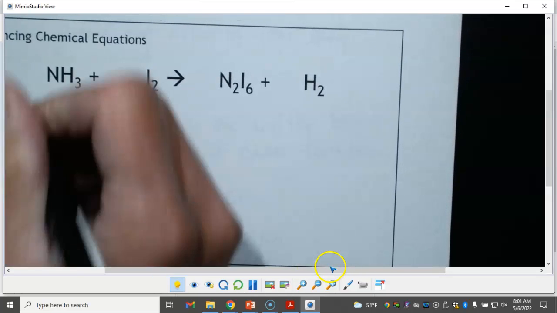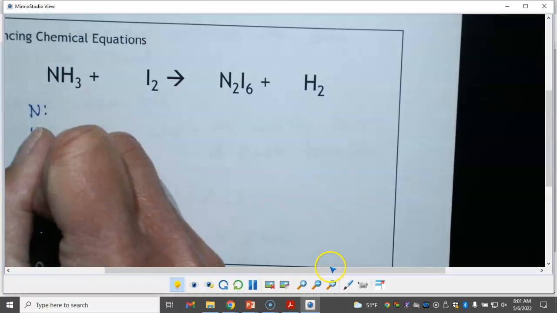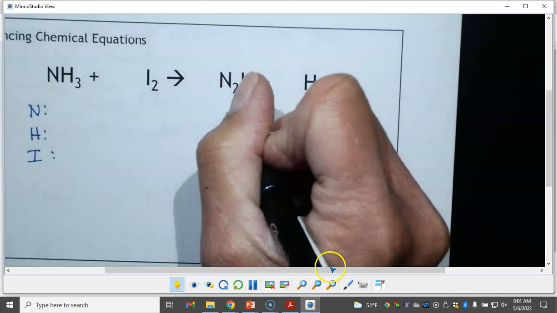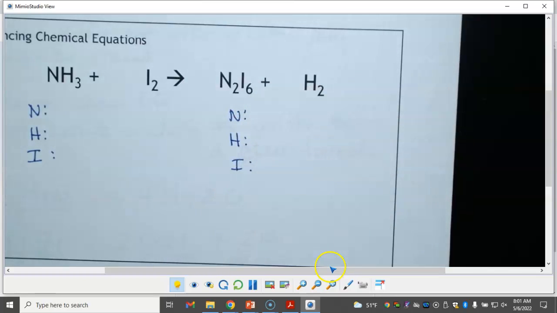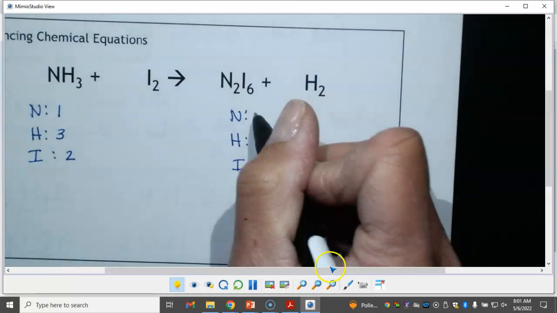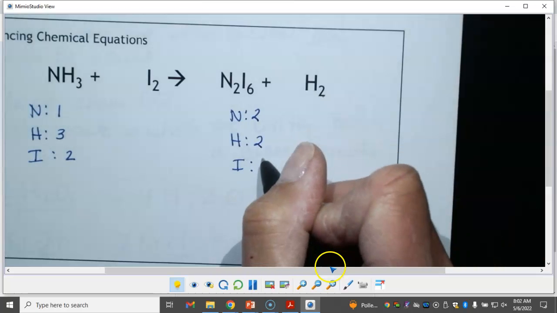Okay, I'm going to go ahead and I'm going to list my elements on each side. I have nitrogen, I have hydrogen, I have iodine. I'm going to have the same over here, nitrogen, hydrogen, and iodine. I have 1 nitrogen here, I have 3 hydrogen here, and I have 2 iodine here. On this side, I have 2 nitrogen, I have 2 hydrogen, and I have 6 iodine.